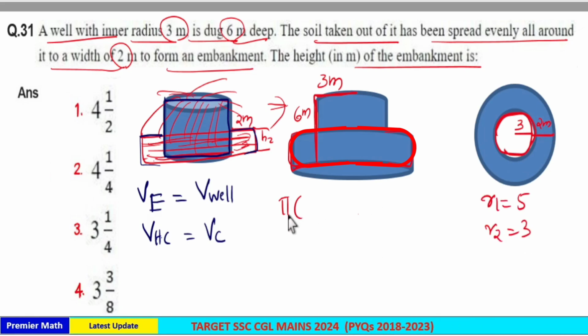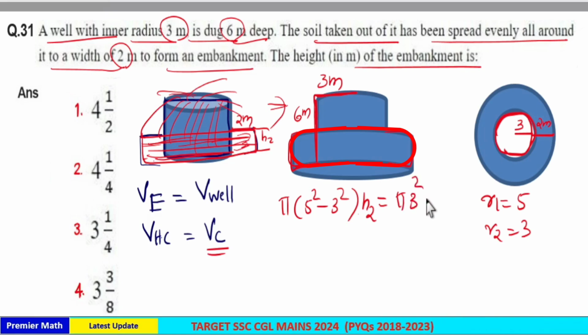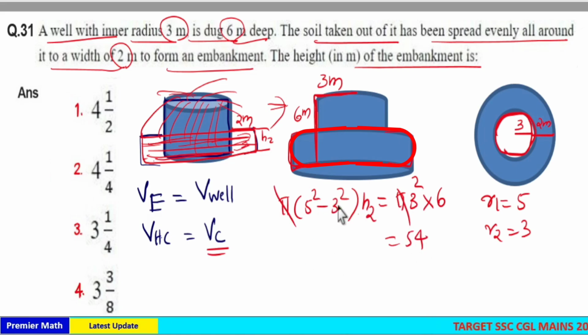So volume of hollow cylinder is equal to pi into R1 square, 5 square, minus 3 square into height of this hollow cylinder, consider it as H2. We have to find it. Now which is same as volume of cylinder, which is pi R square H. Pi into 3 square into H here is equal to 6 meter. Now from this H2 is equal to pi cancel. 9 into 6 is 54 and here 5 square minus 3 square is equal to 25 minus 9 is 16.